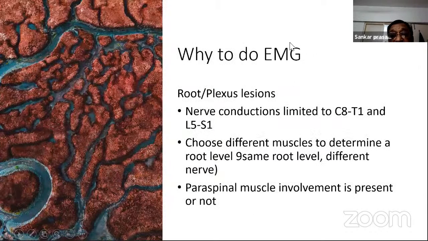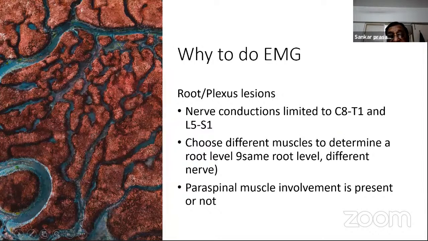So why do EMG? Your nerve conductions are limited in the upper limb to C8T1. That means you are not assessing C5, C6, C7 to any extent, because you are assessing only C8T1 by doing median and ulnar. In the lower limb, similarly, L5S1. We choose different muscles to determine a root level. Same root level, different nerves.